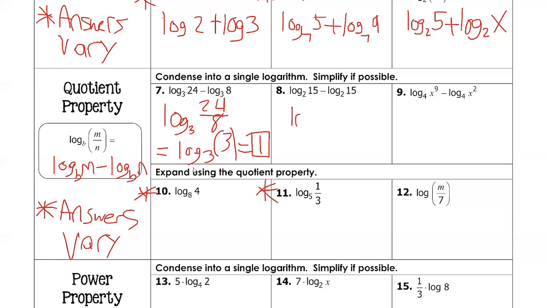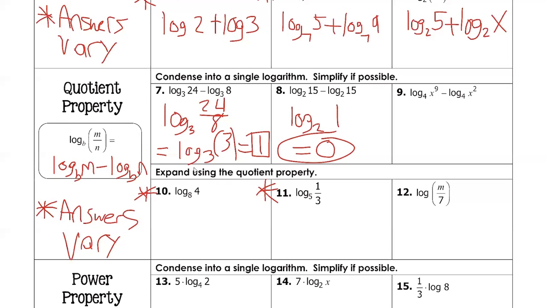Same idea with 8. This would be log base 2 of 15 over 15. So that would just be log base 2 of 1. And then if you want to simplify, 2 up to what power equals 1? Well, 0. It simplifies nicely if you see that.